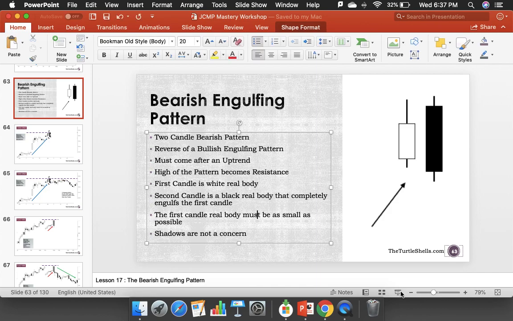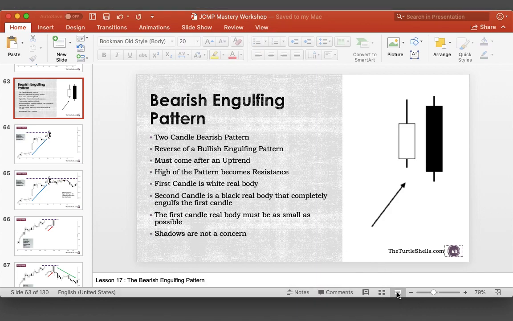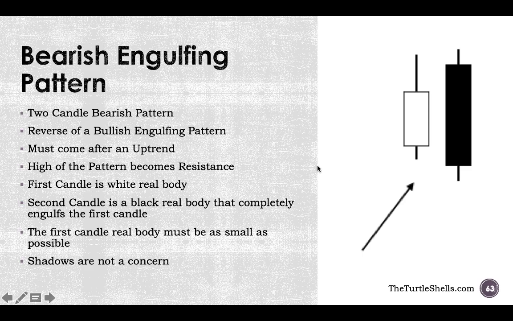Sorry. The bearish engulfing pattern is just a reverse of the bullish engulfing pattern. It's a two candle bearish pattern. It's a reverse of a bullish engulfing pattern, must come after an uptrend. So in the bullish engulfing pattern, we saw that it must come after a downtrend. This is coming after an uptrend.